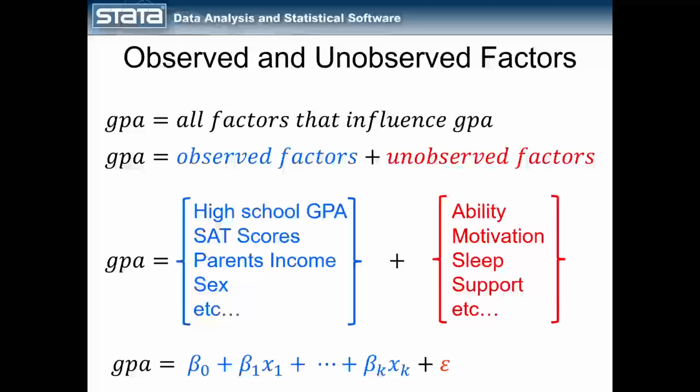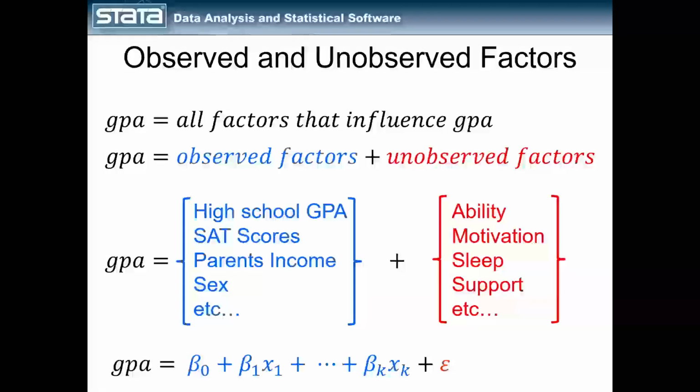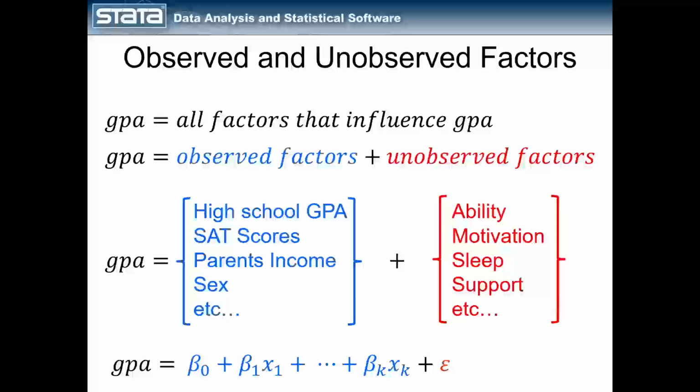So what does this have to do with our GPA example? Well, let's start back with GPA from first principles. Let's say that GPA is equal to all of the possible factors that could influence someone's college GPA, and we're going to split it into observed and unobserved factors. The observed factors could be things like someone's high school GPA, SAT scores, parents' income, sex, the things we have in our data set. But let's actually stop and think about the unobserved factors. What are those things that are lurking in our error terms?